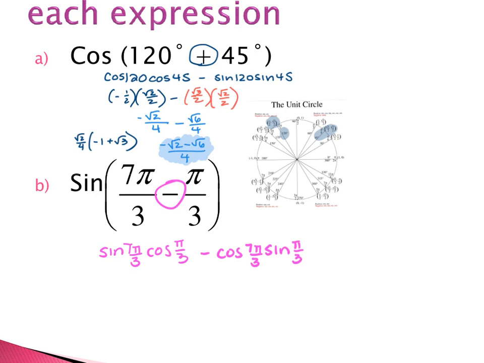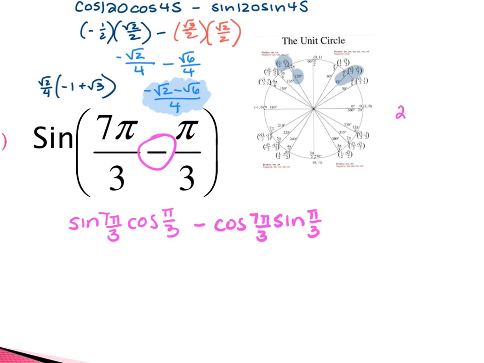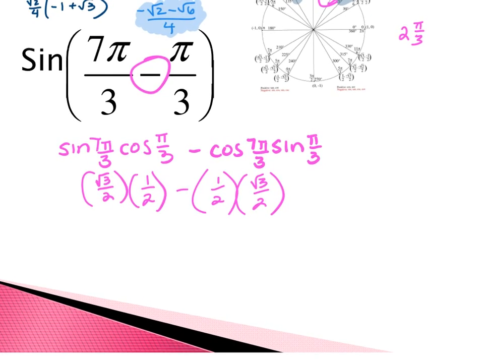Now 7 pi over 3 is not on my unit circle, right? But that is the same thing as 2 and 1/3 pi, yes? So where is 2 and 1/3 pi? On the right hand side at pi over 3, right? Because I would have gone all the way around the circle once and then to the pi over 3 past it. So the sine there is root 3 over 2. The cosine at the same angle is 1/2. Cosine, again, 1/2. Sine, root 3 over 2. And I get root 3 over 4 minus root 3 over 4, which is 0 over 4, or 0.